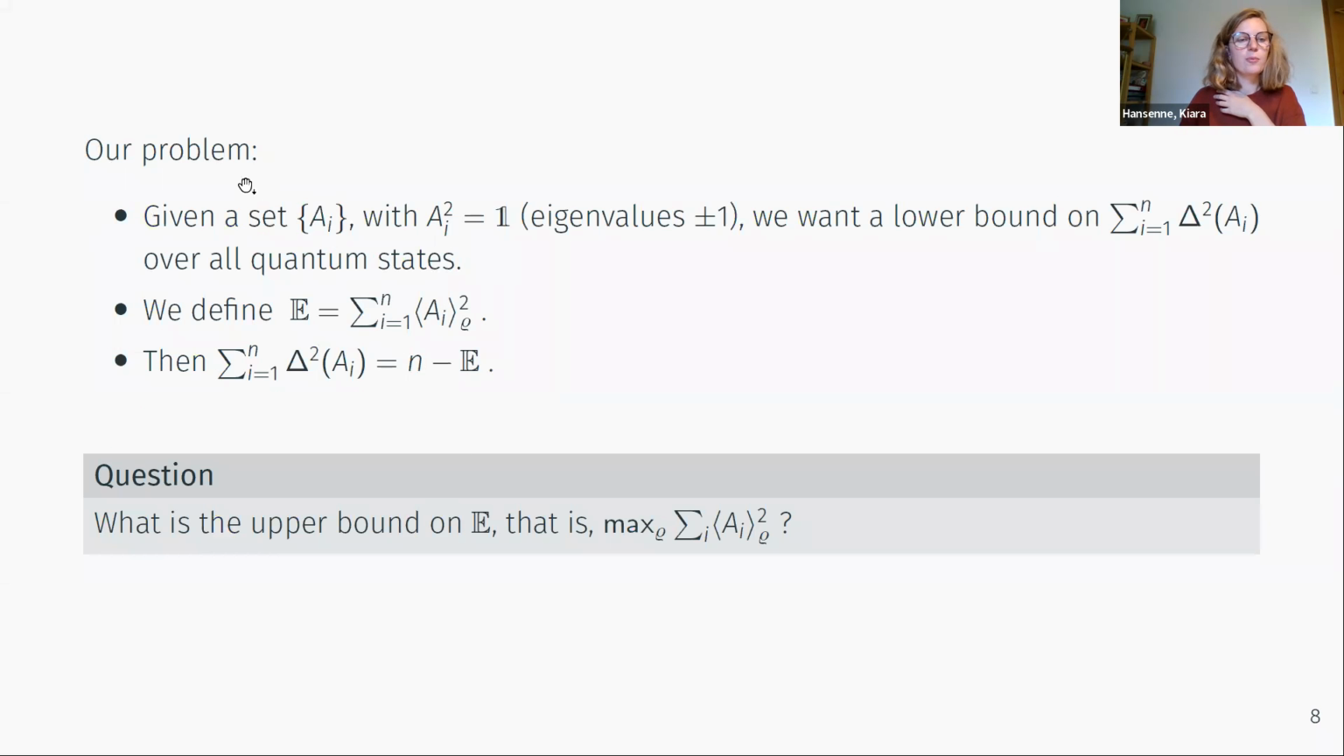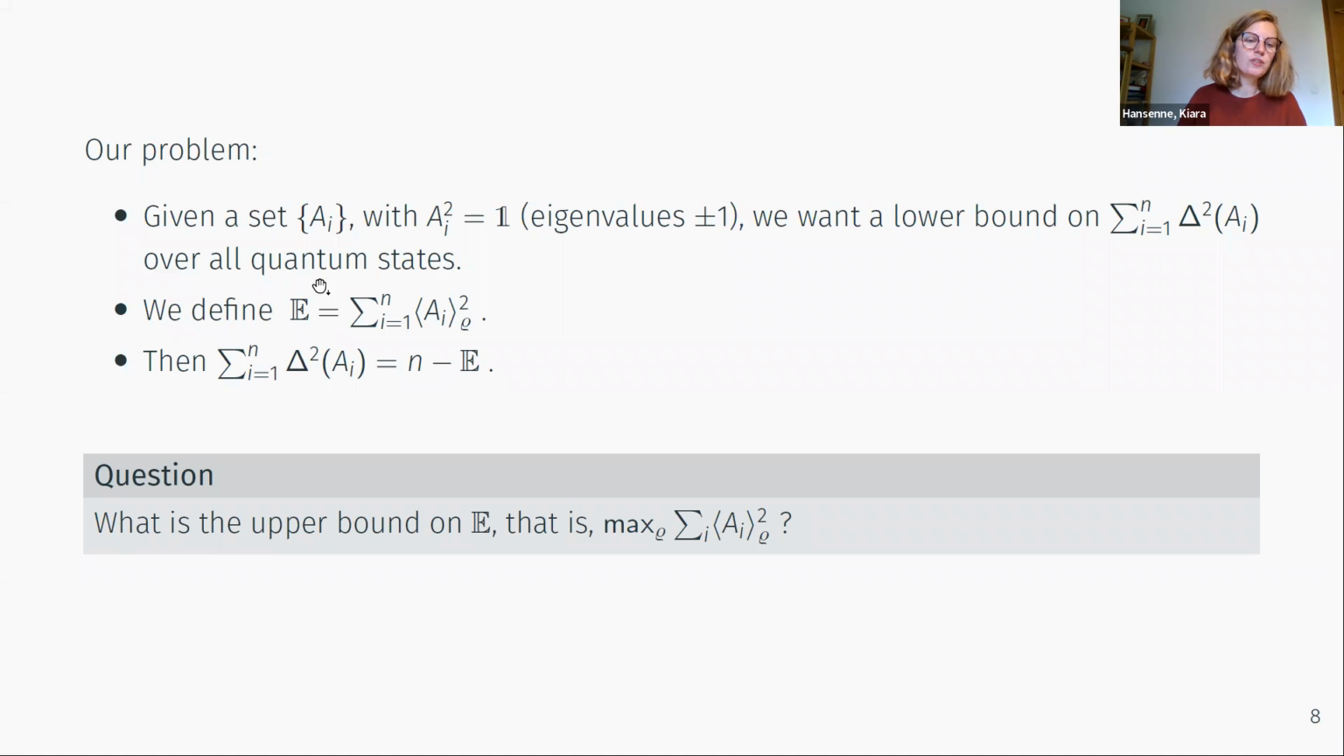Okay, so what's the problem we are actually interested in? Given some set of observables, we are going to ask that they square to identity, meaning that they have eigenvalues that are plus or minus 1. What we are interested in is a lower bound on the sum of the variances of all those observables. So if you have n of them, you sum all the variances, and we want to find the lower bound over all quantum states to have an uncertainty relation.